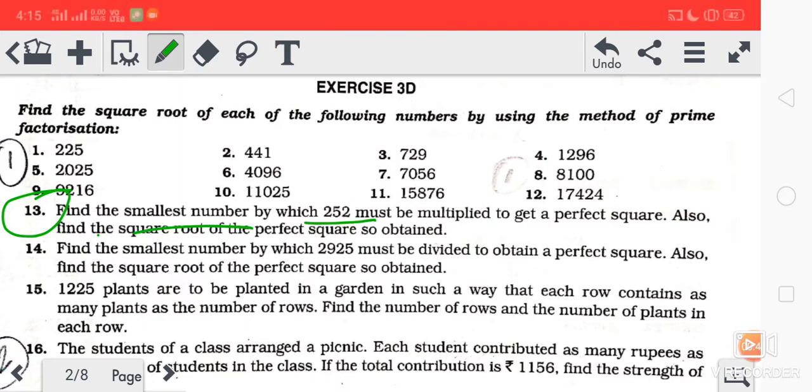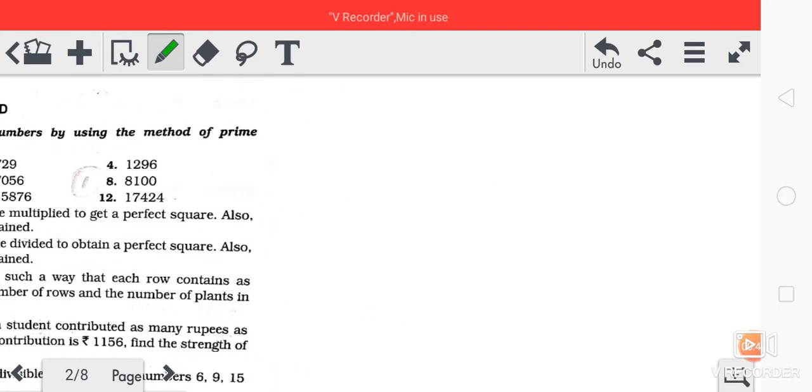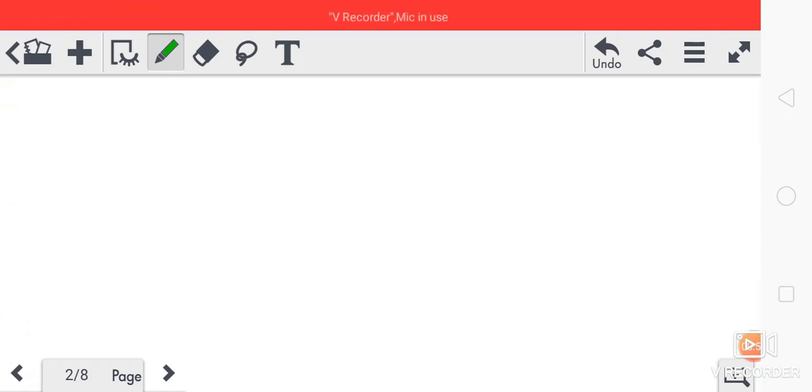But before attempting this question, let's take a simple, similar question. If I ask you, find the smallest number which should be multiplied by 18 so that we get a perfect square, and what will be the square root of that new number? So what we have to do is the prime factorization.